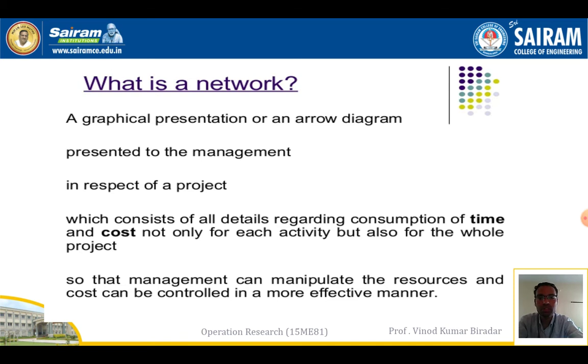It consists of details regarding the consumption of time and cost, not only for each activity but also for the whole project. Along with the sequence of arrow marks, this network will have both time and cost. For a particular job, at what time it is going to be finished, so that the management can manipulate the resources and the cost can be controlled in a more effective manner. If you know the cost and time, you can effectively control the way of doing the job and complete it more effectively. That is about the network.